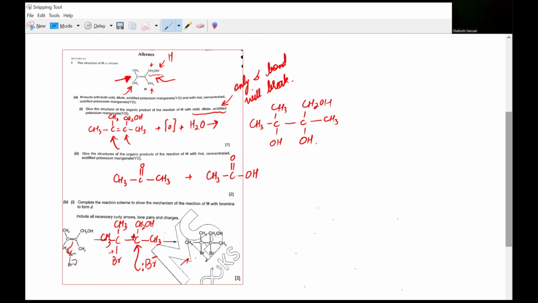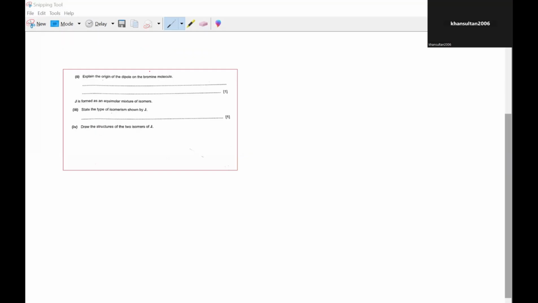Okay, why is the dipole basically created on the bromine molecule? We have seen that this is a double bond carbon, and this is CH3. So this is CH2OH and this is CH3. When they come near to bromine, we have seen that a partial positive charge is created here and a partial negative charge is created here.